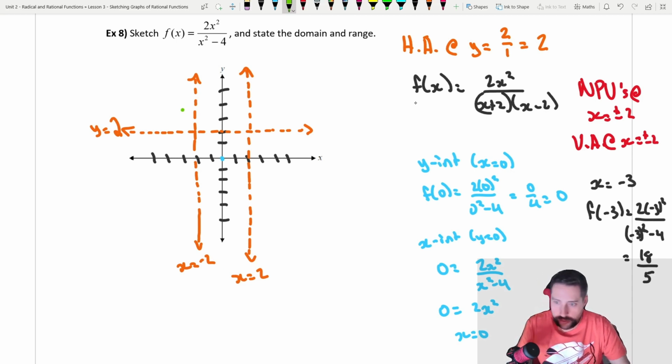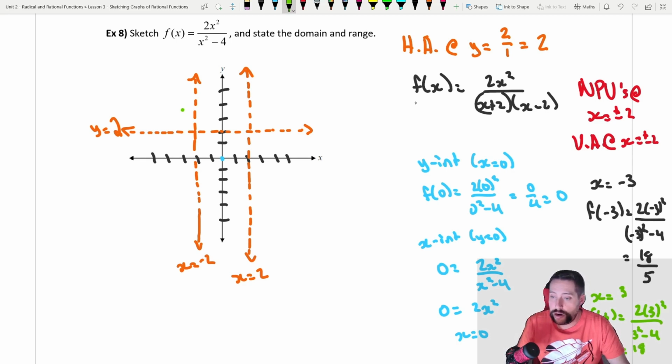Again, let's confirm. x is equal to 3. So we have f of 3 is equal to 2 times 3 squared, all divided by 3 squared minus 4. Again, it's set up the same. 3 squared is 9, 2 times 9 is 18, and then 3 squared is 9, minus 4 is 5. So it is the exact same, so it's going to be 3 3/5, and a point there.